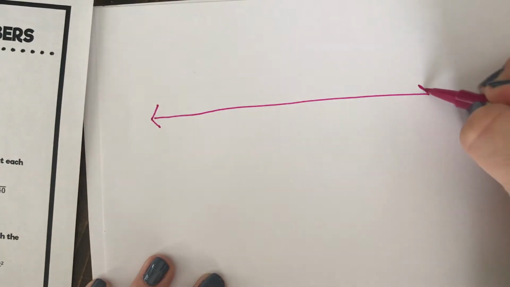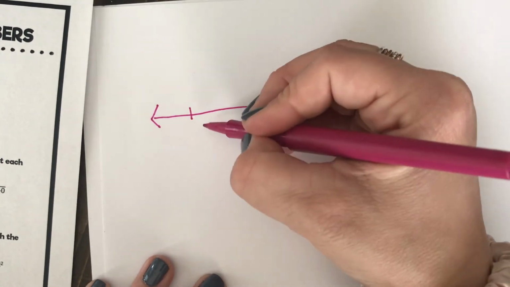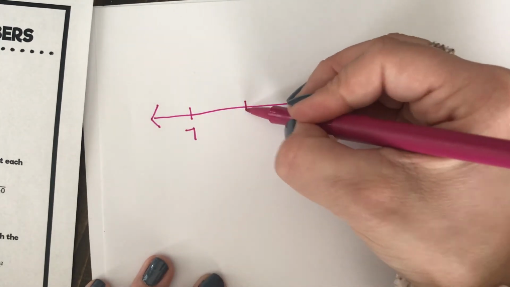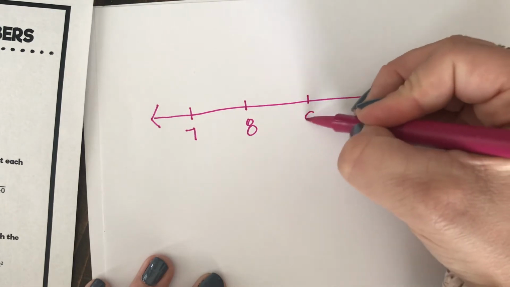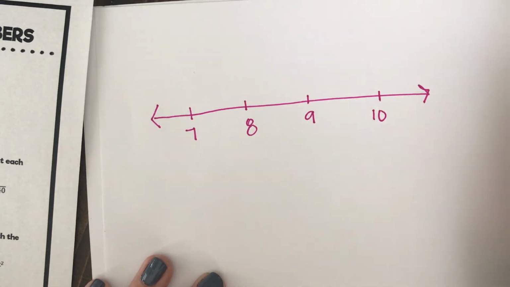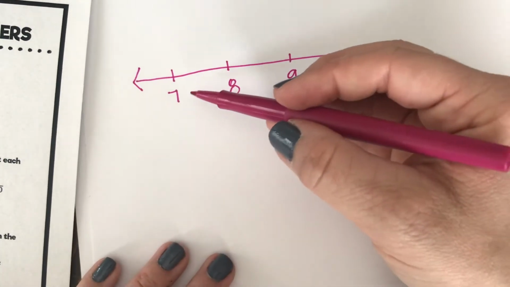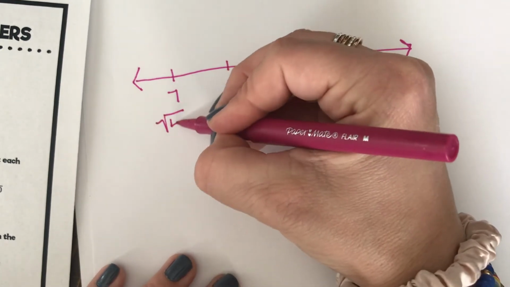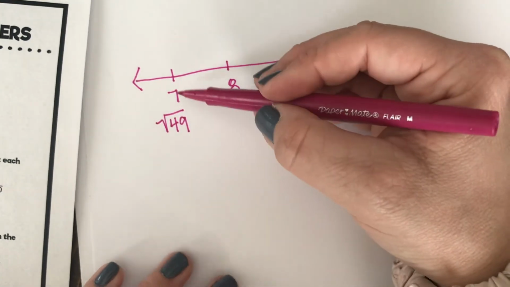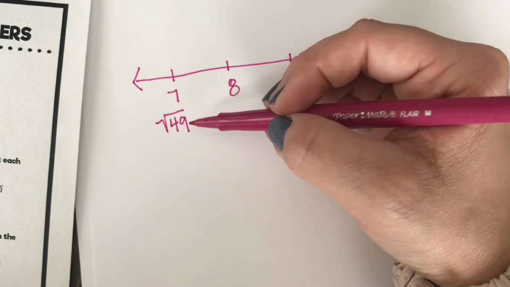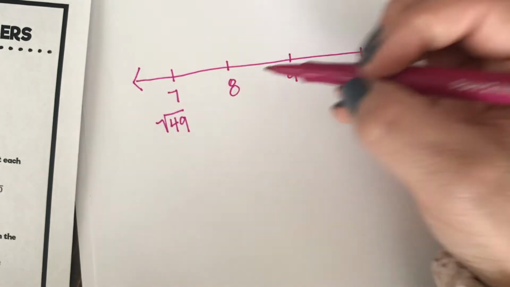So, if I have 7, 8, 9, and 10 on my number line, okay? Another way of writing 7 would be the square root of 49 because these two are the exact same. The square root of 49 is 7.